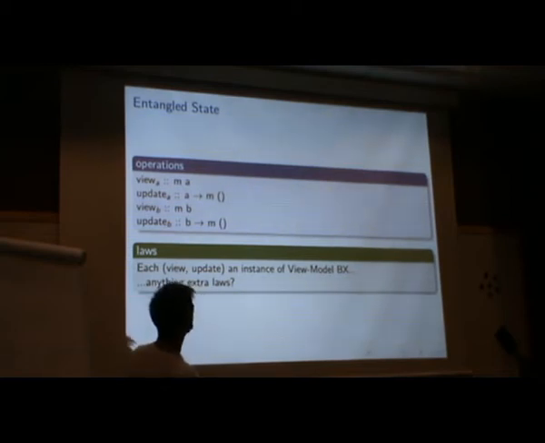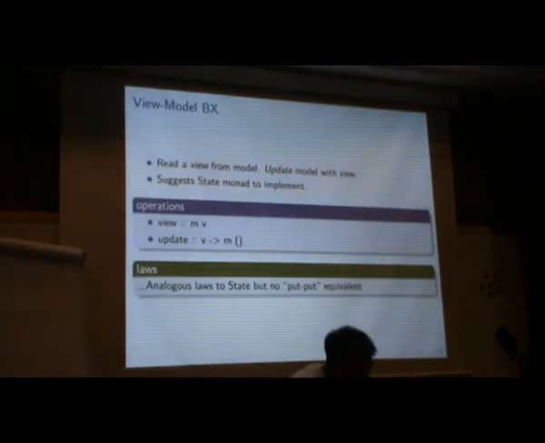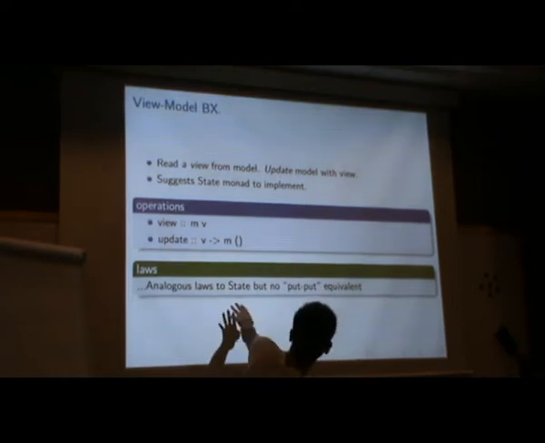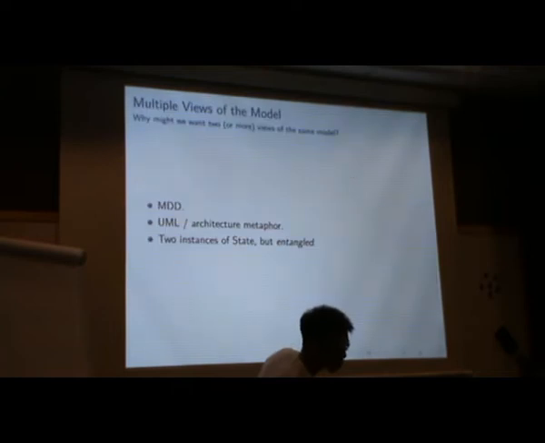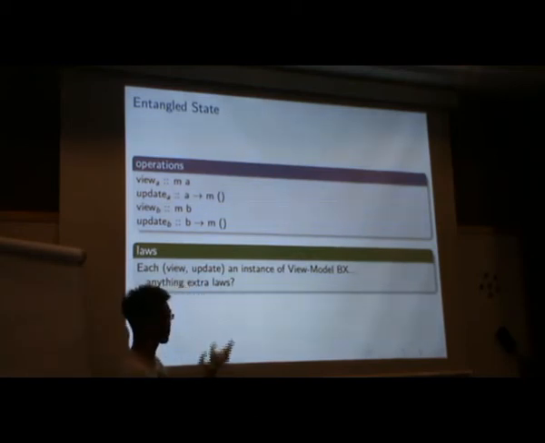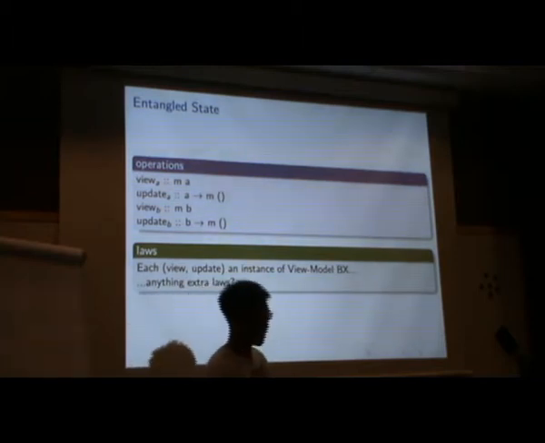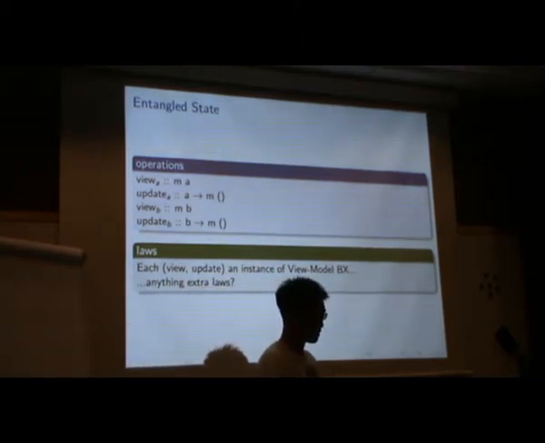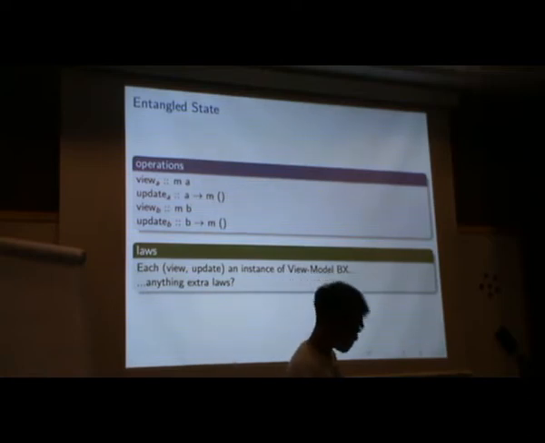Well, each view update pair, so in particular, view A, update A, is going to be an instance of the previous view model BX, which we said is going to have the same laws as the state monad minus the put one. And similarly for view B, update B as well. So we have effectively two algebraic theories here. And then you wonder, would there be any extra laws? At the moment, there's nothing to say how the two interact with each other. So that's a natural question to ask.